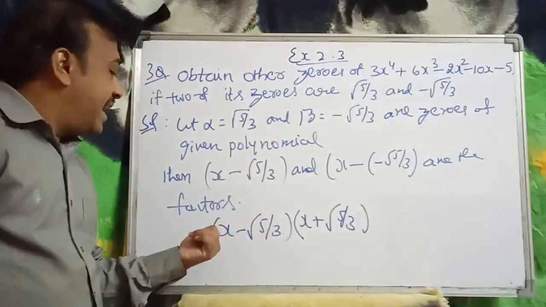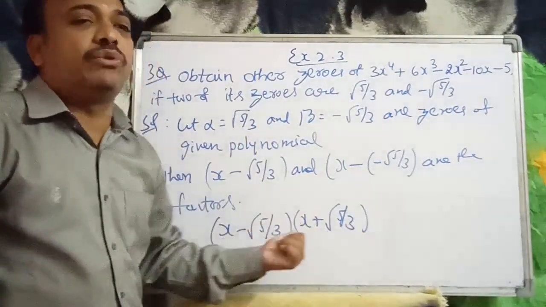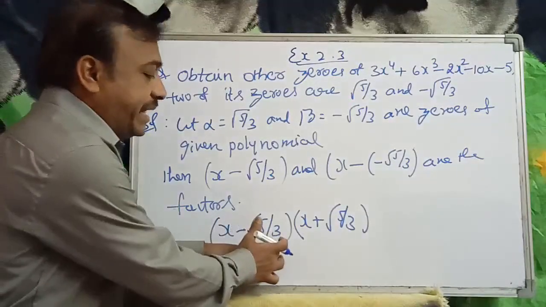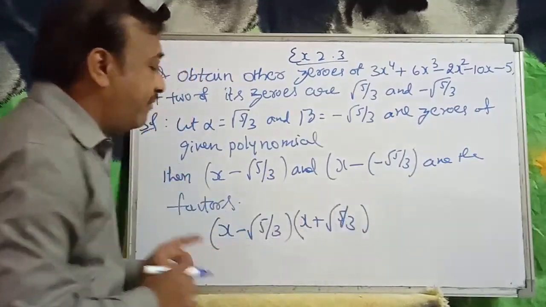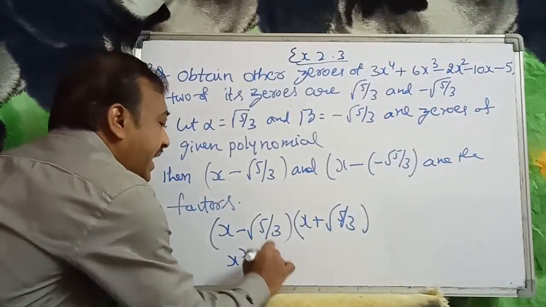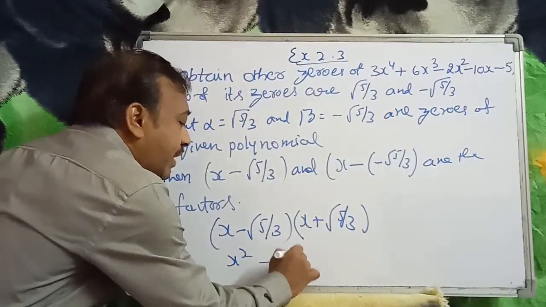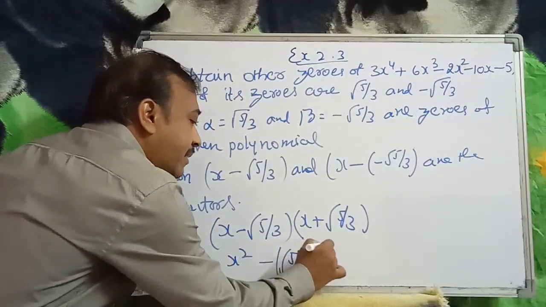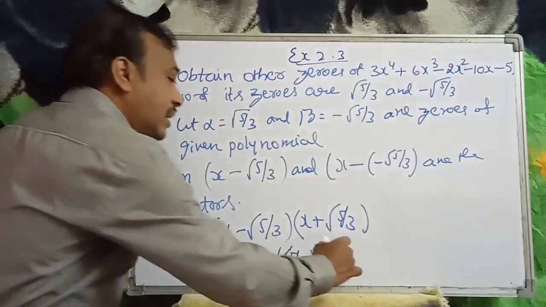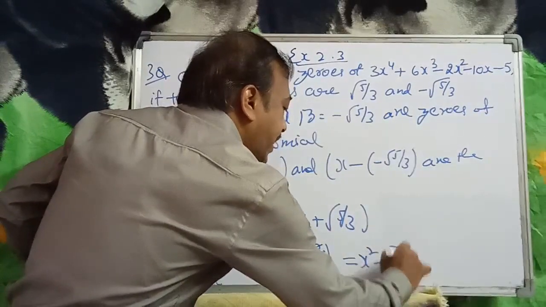Now we observe the pattern: a minus b into a plus b. What is the formula? a minus b into a plus b gives a square minus b square. That means x square minus root 5 by 3 whole square. Here square and square get cancelled, and we get x square minus 5 by 3.